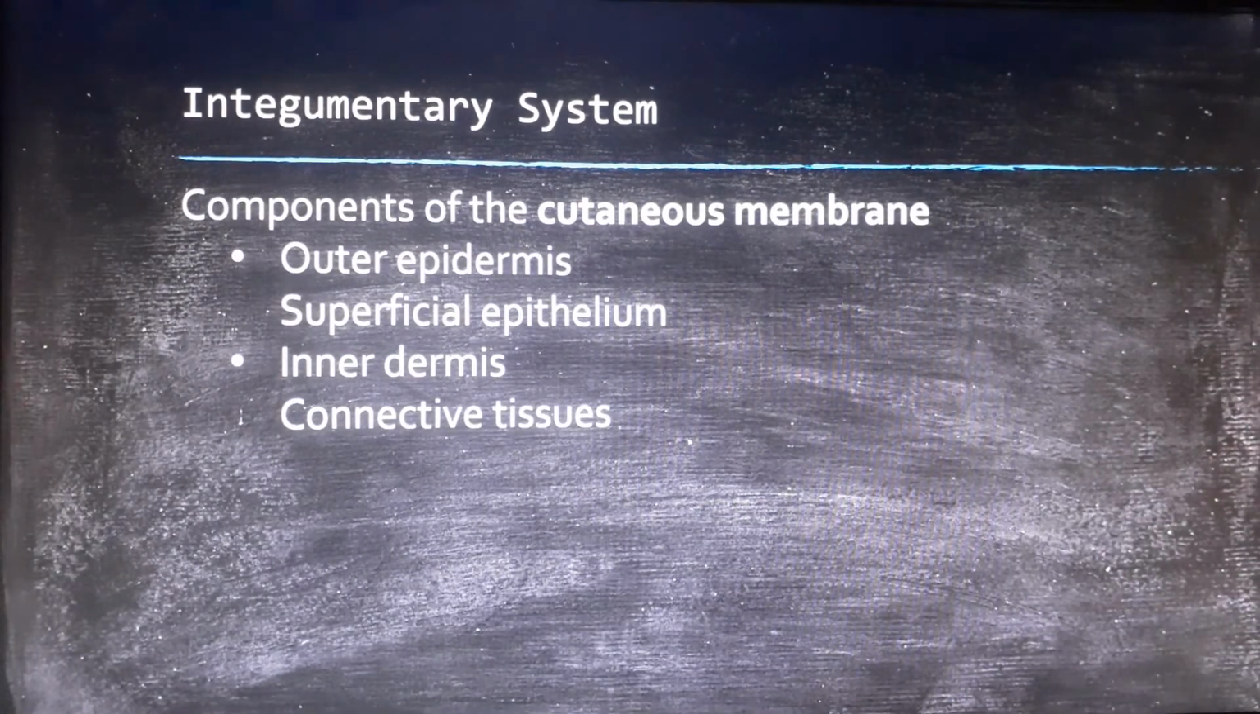The cutaneous membrane or skin has an outer layer called the epidermis, which is made of stratified squamous epithelium. And then it has an inner layer called the dermis that's made of connective tissues. Now, they are not evenly split. The epidermis is a very, very thin layer compared to the dermis, which we're going to see in the models.